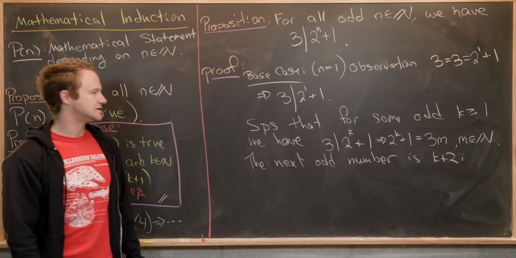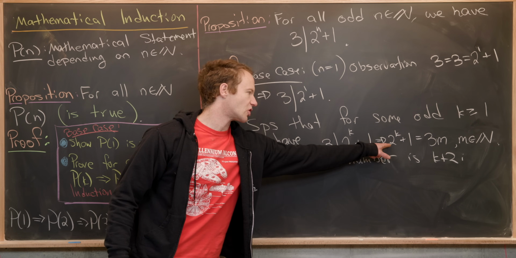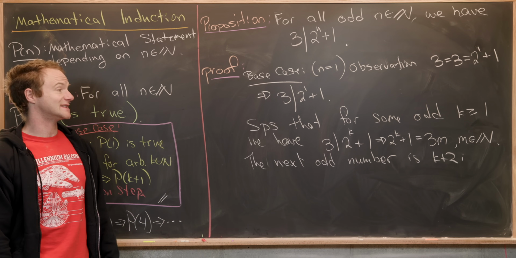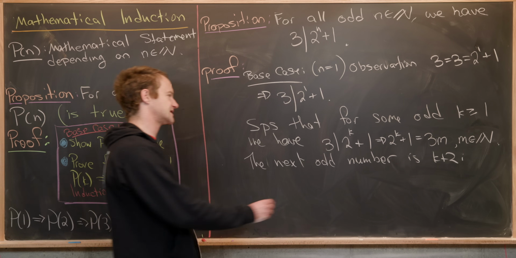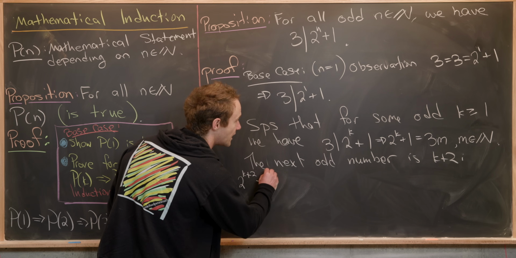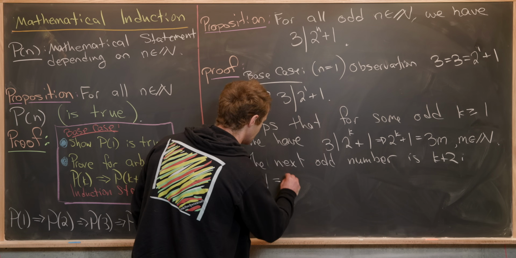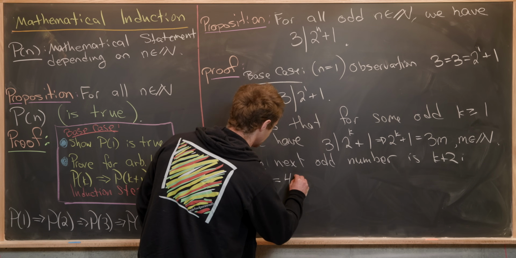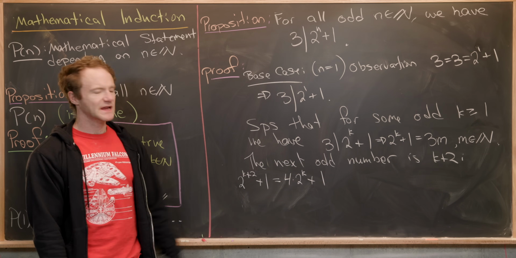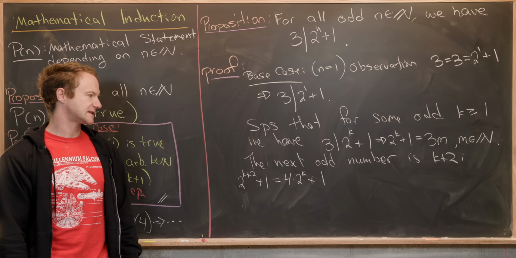So let's go ahead and do that. The (k+2)nd case will start over here on the left-hand side, but just replace 2^k with 2^(k+2). So let's see what that gives us. So we have 2^(k+2) + 1. Well, that's going to be equal to 4 times 2^k + 1, like that. So it seems like we might be at a little bit of an impasse.